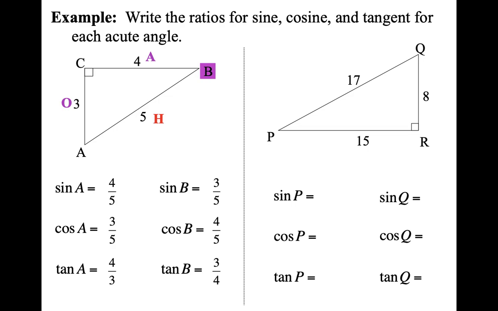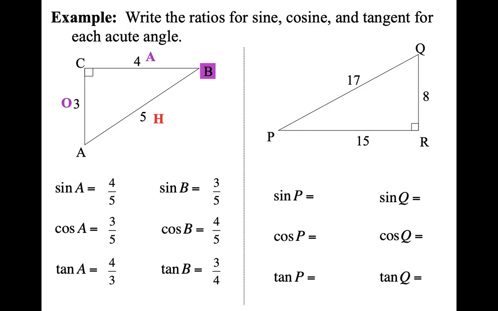Whenever we have this complementary relationship where the angles add up to 90 degrees, the sine of one will equal the cosine of the other. And if we take a look at the tangents, when we have complementary angles A and B, they're just the reciprocal of each other. One is 4 over 3 and the other one is 3 over 4.